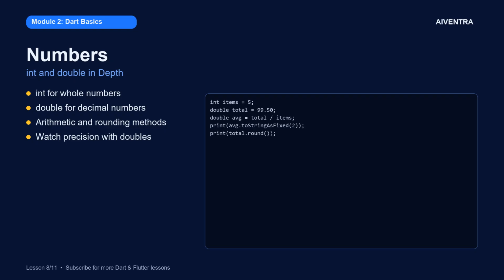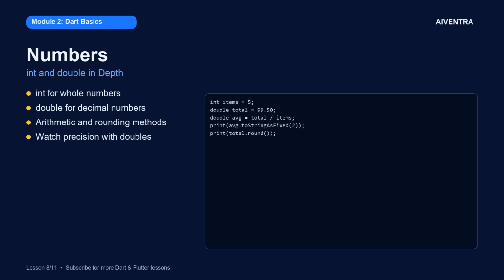One beginner pitfall is floating point precision. Because of how computers store decimals, an expression like 0.1 plus 0.2 might not equal exactly 0.3. For money calculations, many developers store amounts as integers in the smallest unit, such as cents, to avoid rounding surprises.